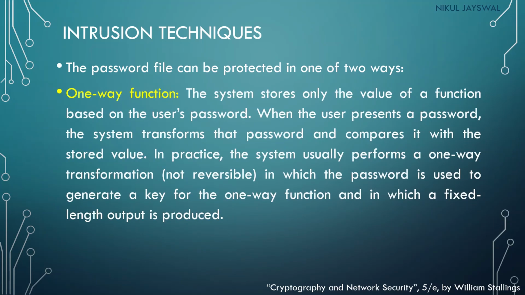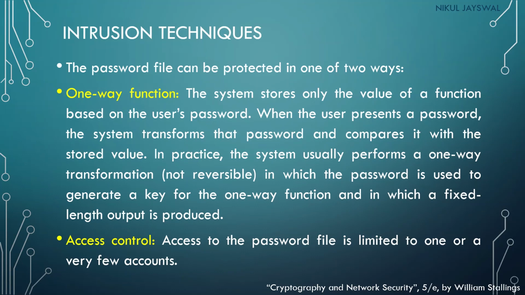The password file can be protected in one or two ways. So first, the one-way function, which is the most basic way to protect the password. In the one-way function, the hash value of the password will be computed, and that hash value will be stored in the file. So no plain text password will be stored in the file. So the system stores only the value of the function based on the user password. When the user presents a password, the system transforms that password and compares it with the stored value. In practice, the system usually performs a one-way transformation. It is also called hashing, in which the password is used to generate a key for the one-way function, and a fixed length output is produced. So the fixed length output is called a hash value. So this is the first way to store the password.